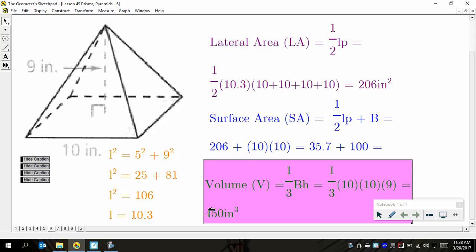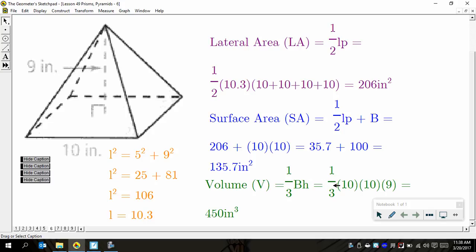And last, to get the volume, we're going to take that area of the base, that 10 times 10, multiply by the height, that's that straight up and down perpendicular 9 inches, and then multiply it by 1/3, which is the same as dividing by 3 to get 450.